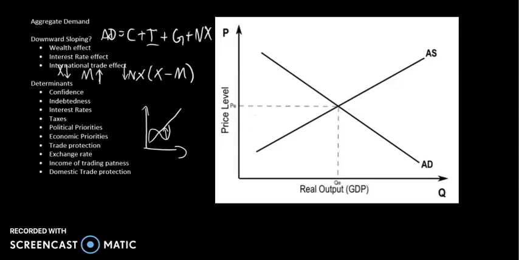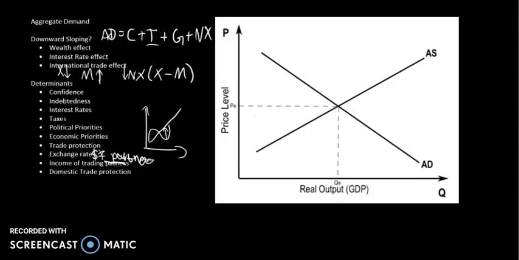The income of trading partners refers to the partners of trade who we are exporting to. If they have more income, they're going to purchase more of our exports, so the X component is going to increase. Exchange rate is how much one's currency is worth in terms of another currency.